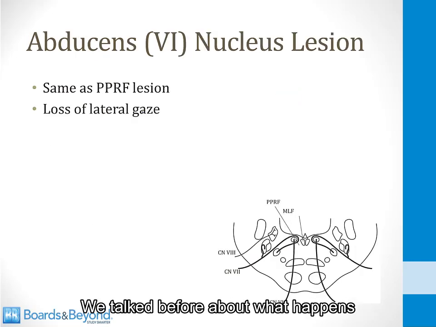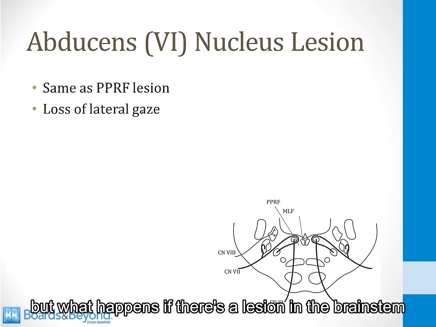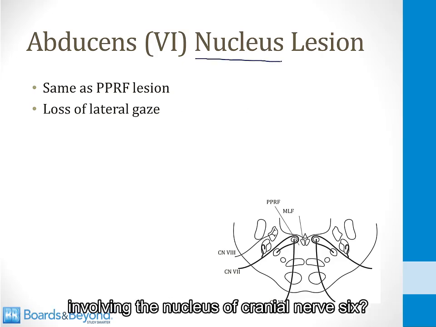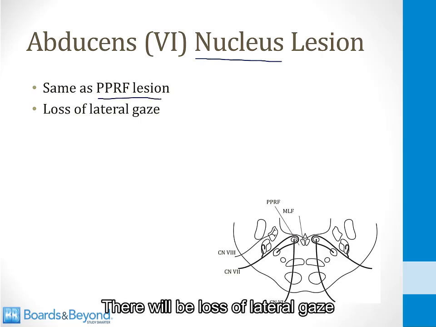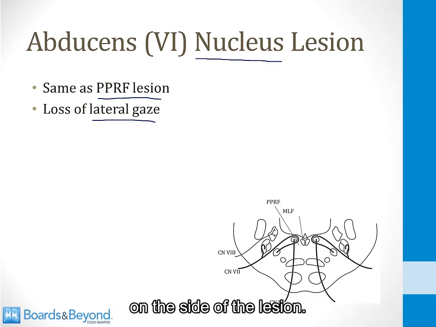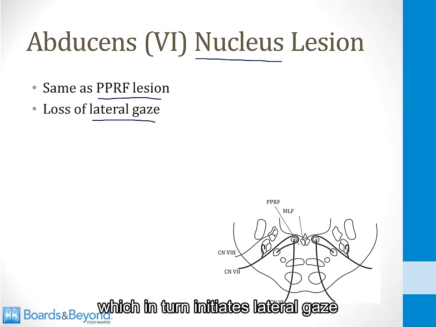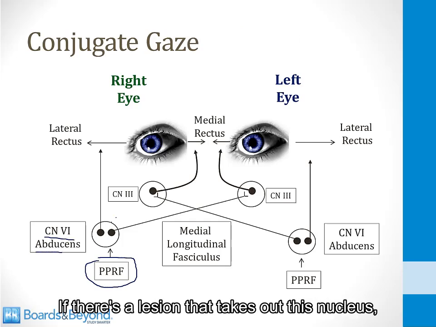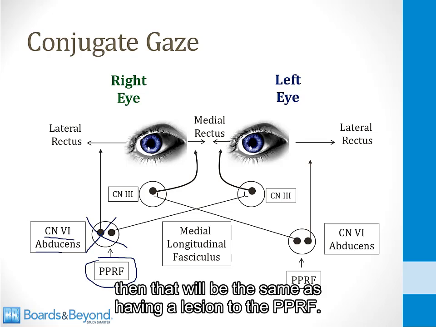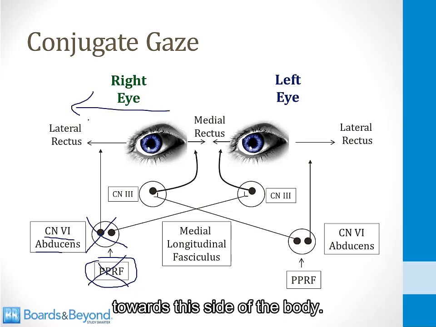We talked before about what happens if there's a nerve palsy involving the abducens nerve or cranial nerve 6, but what happens if there's a lesion in the brainstem involving the nucleus of cranial nerve 6? Well, this will lead to findings that are the same as a PPRF lesion. There will be loss of lateral gaze on the side of the lesion. That's because the PPRF activates the nucleus of cranial nerve 6, which in turn initiates lateral gaze towards that side of the body. Back to this slide once again, the PPRF activates the nucleus of cranial nerve 6. If there's a lesion that takes out this nucleus, then that will be the same as having a lesion to the PPRF. You will not be able to initiate lateral gaze towards this side of the body.